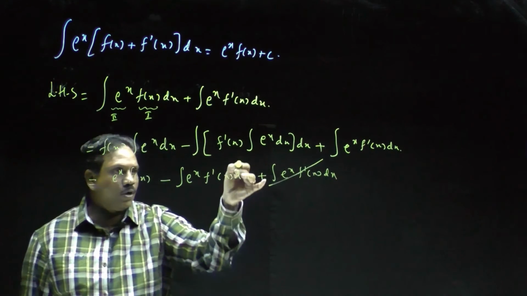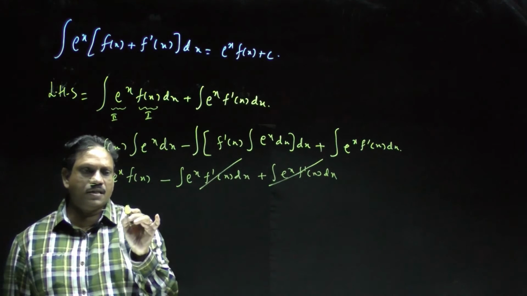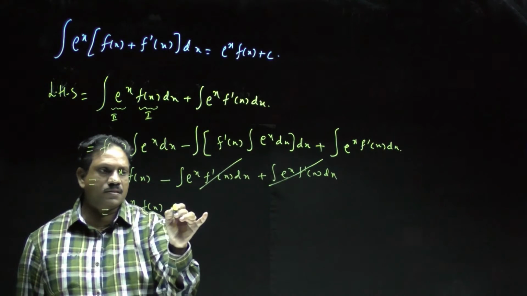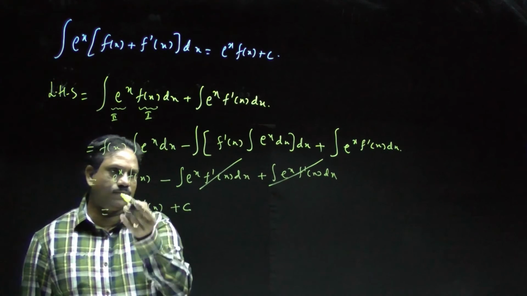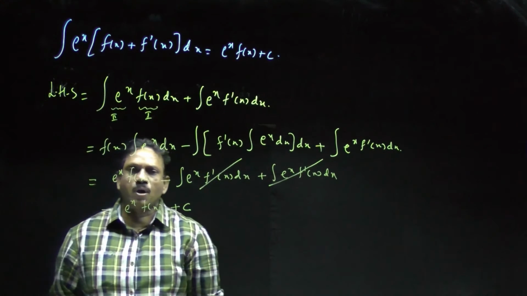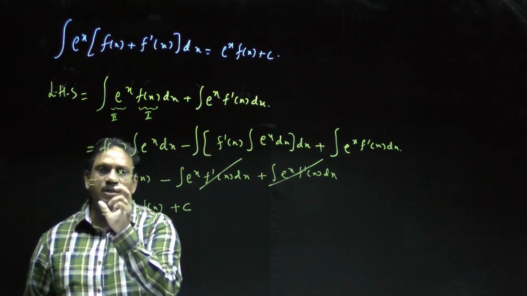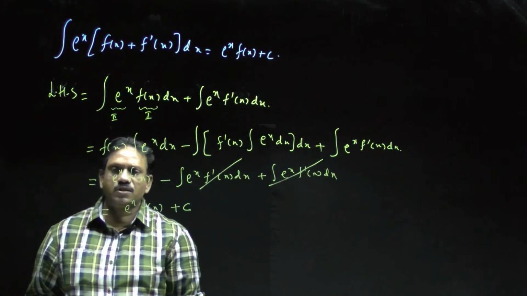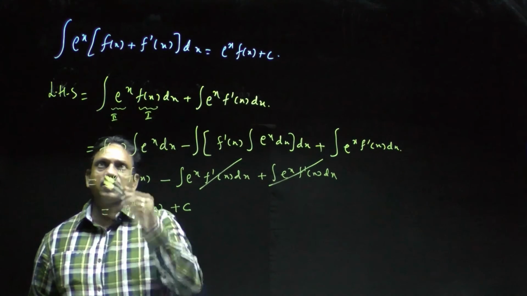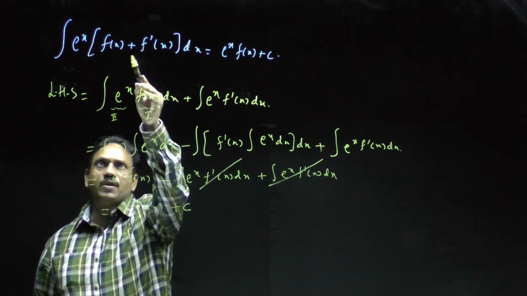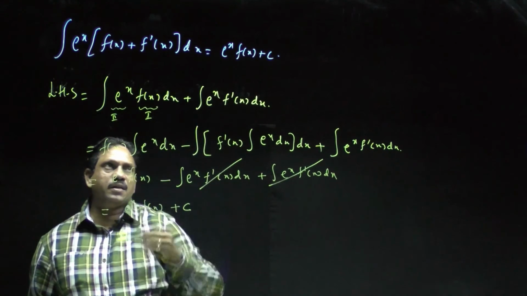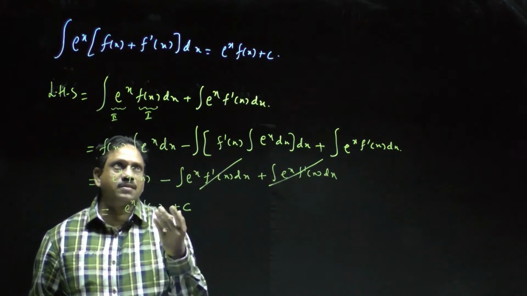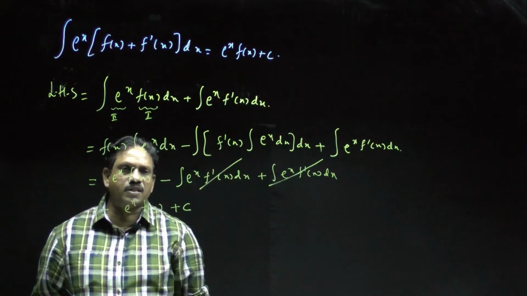Clearly, these two are cancelled. So the answer is e^x f(x) plus an arbitrary constant c for both of them. So whenever you see a question where the exponential e^x is outside, into a function followed by its derivative as a sum, based upon that you can write the answer as e^x into f(x) plus c.